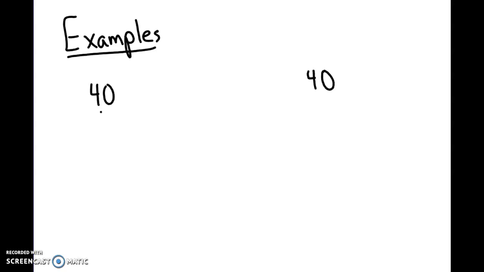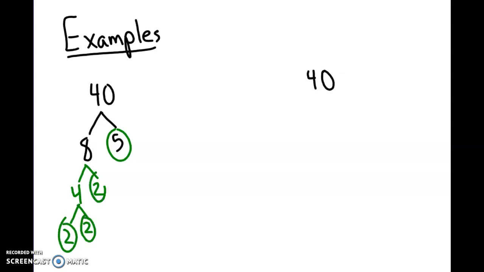So again, I like the factor tree method because I can break it down however I want. I could go, hey, this is 8 times 5. And look at that, I've already found a prime number. 5 is a prime number. I don't need to go any further. But I need to keep working on 8. Well, 8 is 4 times 2. And then 4 itself can be broken down to 2 and 2. And so here, I like to, again, circle them all. And now I can bring them all together. We have 1, 2, 3 2's, and the 1 5.